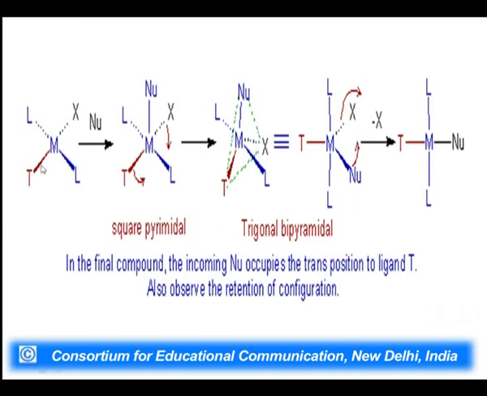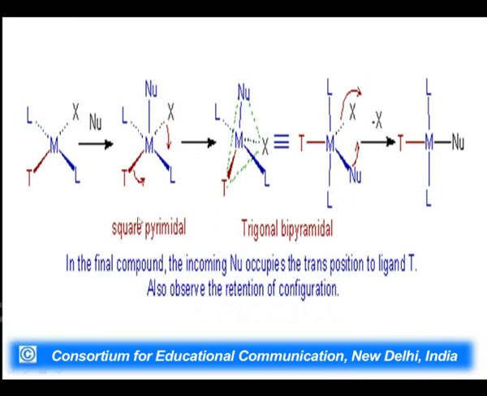So, the stereochemistry is the same. In this case, if this is the pictorial representation, we can see that the nucleophile is attacking here, and a square pyramidal intermediate is formed. After this, the nucleophile, the leaving group X, and the ligand trans to it, these three take the equatorial positions, and the ligands that are cis to this leaving group form the axial positions.